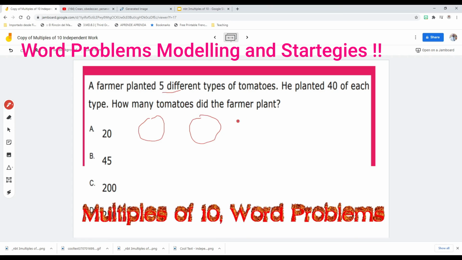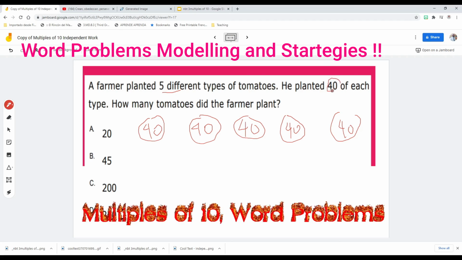Type 1, type 2, type 3, type 4, and type 5. He said he planted 40 of each type. He says 40 in this, 40 in this one, 40 here, 40 here, and also 40 in this one. Now we have the tens, the multiple of 10. The multiple of 10 number here is 40. So we're going to multiply 5 by 40.